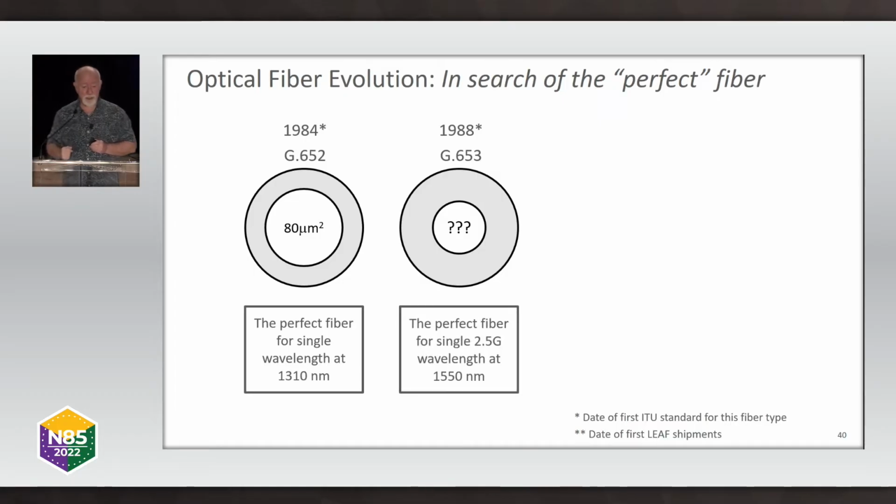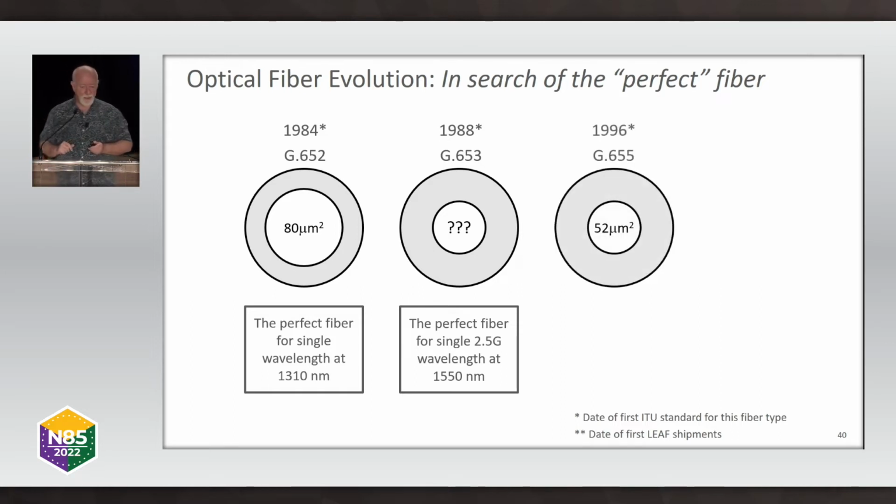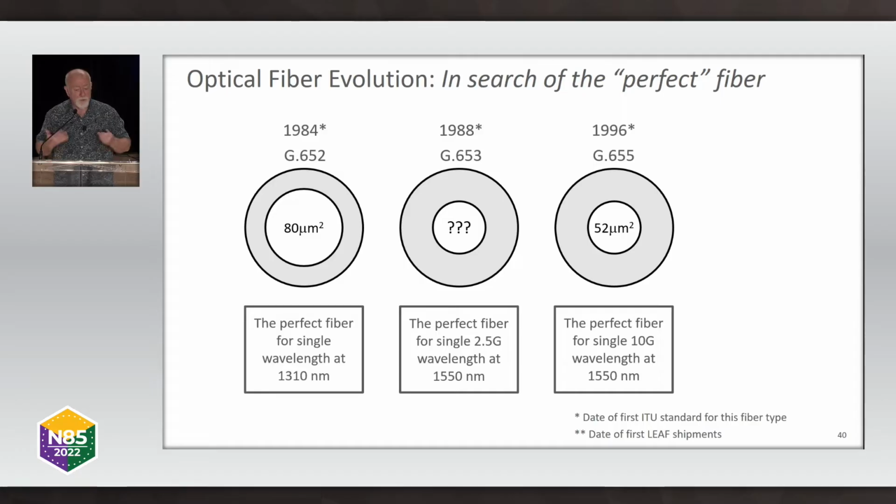So somebody invents G653 fiber, and that's the perfect fiber for single 2.5 gig wavelengths at 1550 nanometers. It has 0 dispersion at 1550 nanometers. Then another version of fiber comes out, G655, which is the perfect fiber for single 10 gig wavelengths at 1550 nanometers. So all of these are essentially predating DWDM.